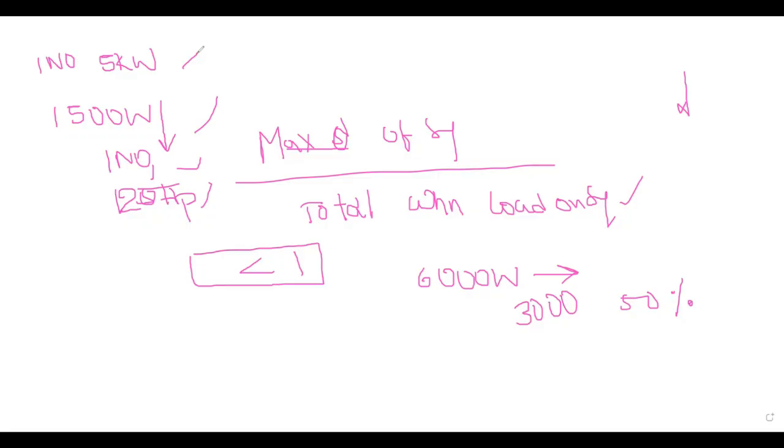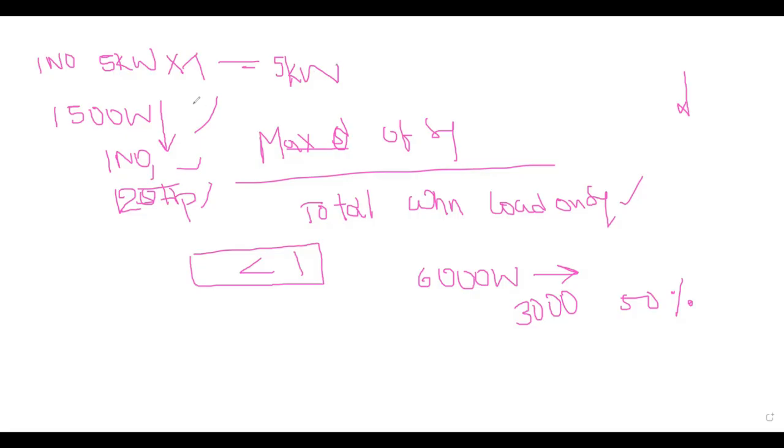So what is the demand factor? I am running 5 kilowatts in total for the lighting. Generally, the demand factor is the demand interval factor into the diversity factor. Generally, the diversity factor for the lights we consider as 1. So the demand factor mostly would be 1. So 5 kilowatts into 1 gives me 5 kilowatts.